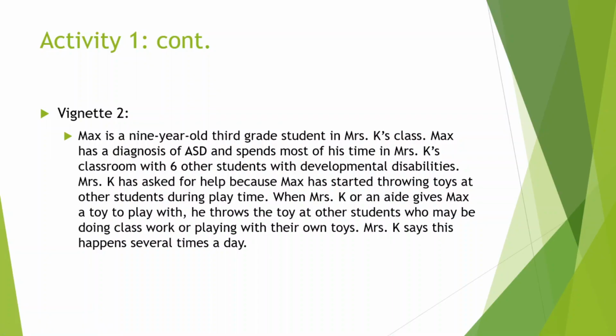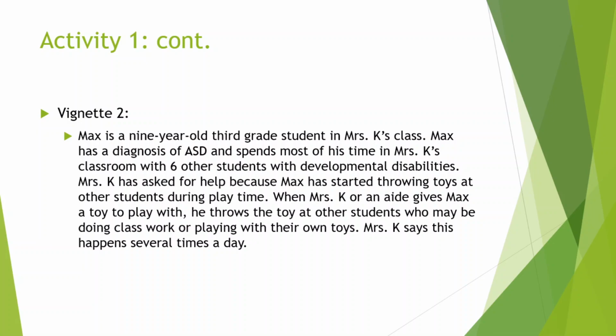So on your own, you'll be working on vignette 2. So in vignette 2, Max is a 9-year-old third grade student in Miss K's class. Max has a diagnosis of ASD and spends most of his time in Miss K's classroom with 6 other students with developmental disabilities. Miss K has asked for help because Max has started throwing toys at other students during playtime. When Miss K or an aide gives Max a toy to play with, he throws a toy at the other student who may be doing classwork or playing with their own toys. Miss K says this happens several times a day.